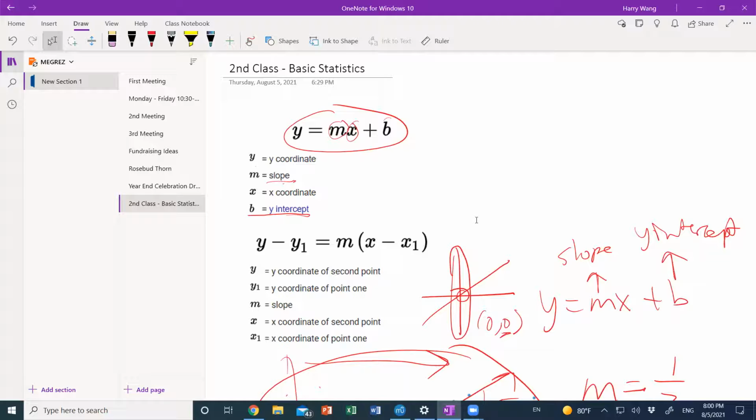All right, so Grace, I will be going over some of these concepts with you. Grace, do you understand what slope is now? So you understand the rise over run. Perfect. Do you understand this equation up here, y equals mx plus b?